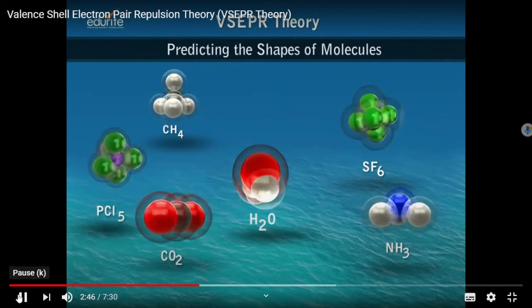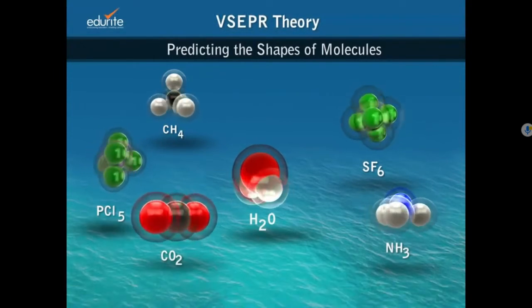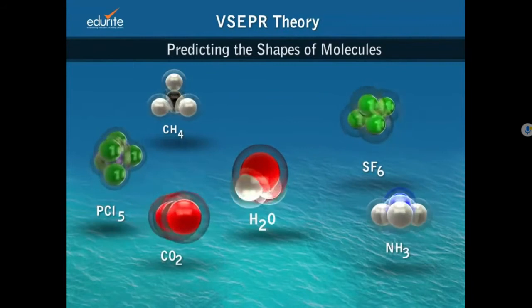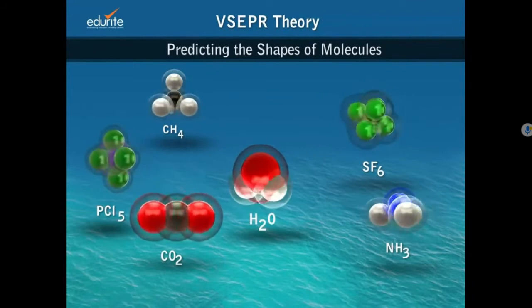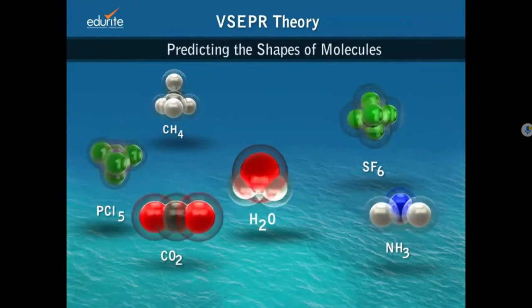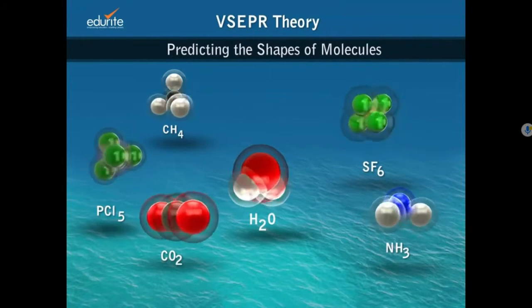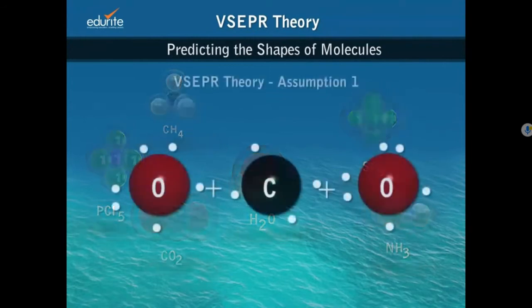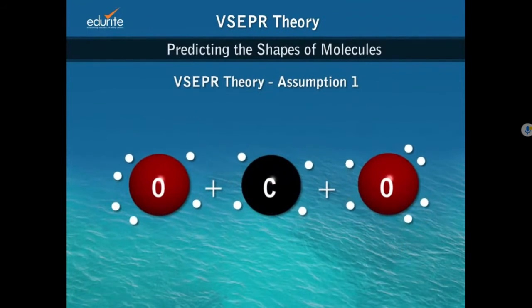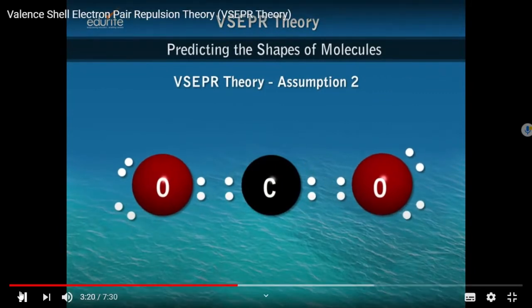The arrangement of valence electron pairs around the central atom in a molecule determines its molecular geometry, that is, the molecular shape. How do we use the valence shell electron pair repulsion theory to predict the shape of molecules? To understand this, let us first consider the assumptions made by the VSEPR theory. 1. Valence electron pairs in an atom repel each other. 2. Valence shell electron pairs, therefore, arrange themselves around the central atom in such a way that there is minimum repulsion between them.